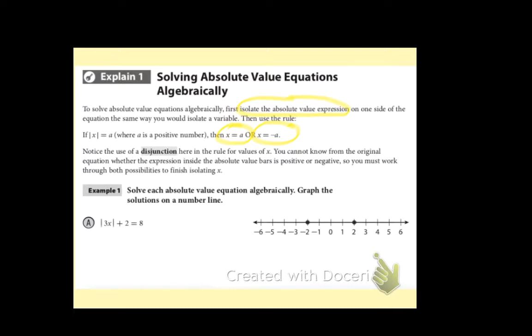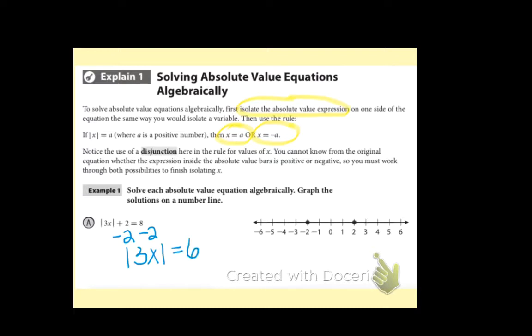So let's take a look at this equation: the absolute value of 3x plus 2 equals 8. That first step is isolating the absolute value quantity, which means I want to get this all by itself, and in order to do that I have to get rid of the 2, so I subtract 2, making this the absolute value of 3x on this side and 6 on the other.